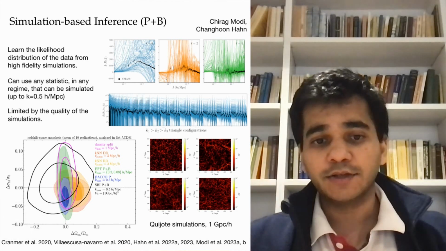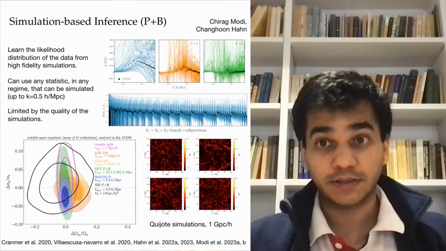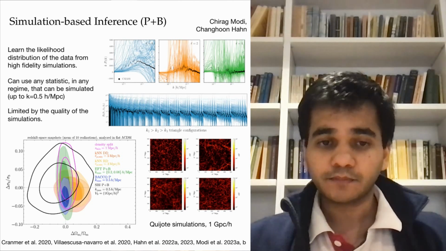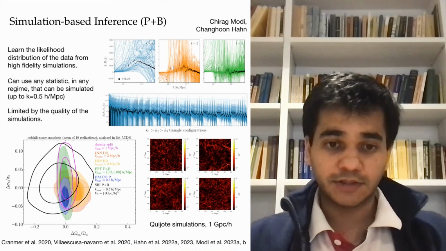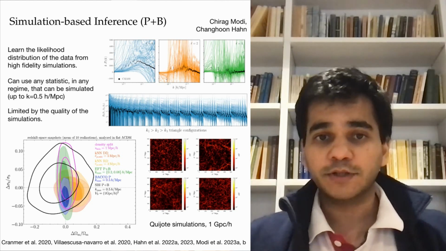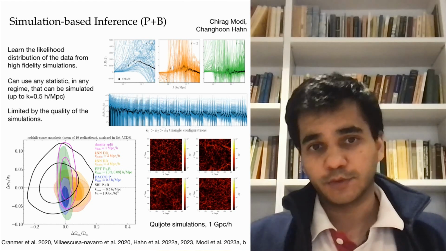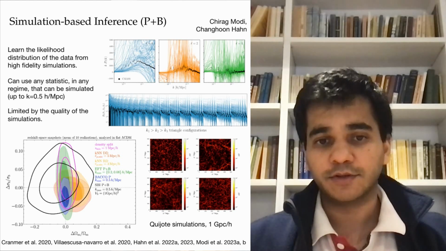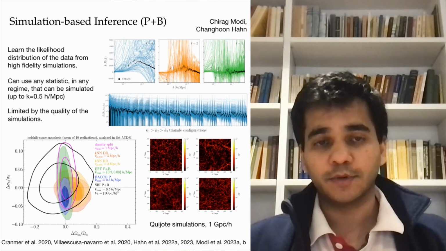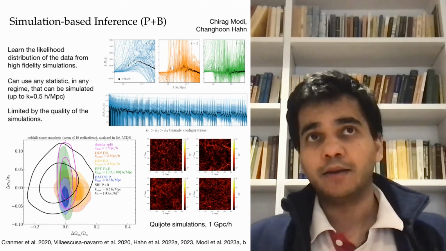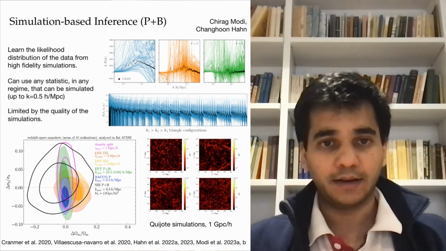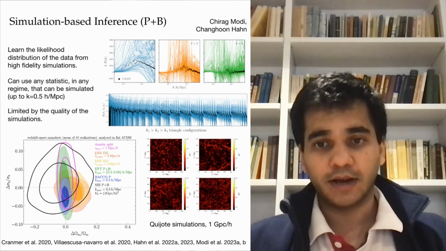For this mock challenge, we used the Quijote simulations, which is the largest simulation suite we have available in cosmology for SBI. But every individual simulation in this is basically 1 gigaparsec in volume. This is much smaller than the 8 gigaparsec volume which was used for generating the mock data for this challenge. As a result, the simulated data that we used for training our simulation-based inference procedure had much smaller signal-to-noise ratio than the mock data for analysis, especially on the large scales.